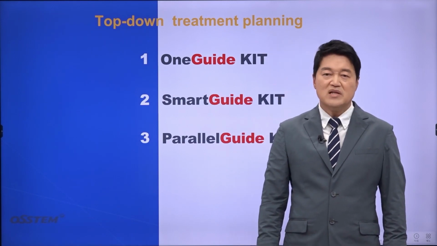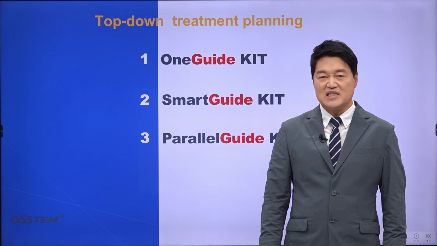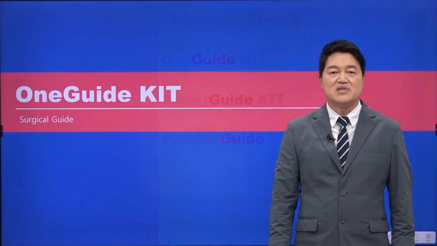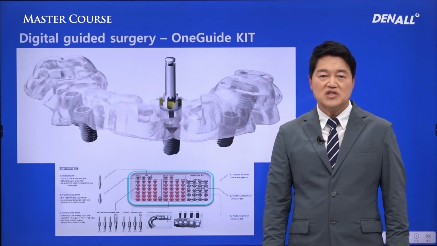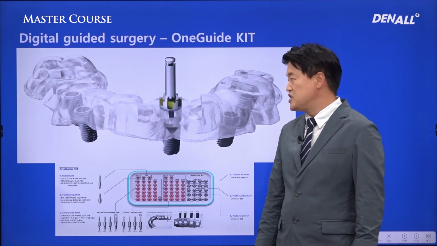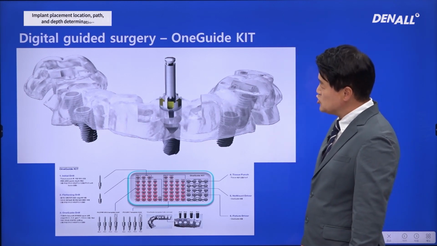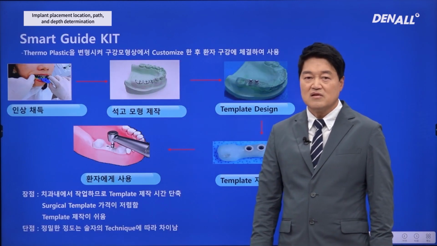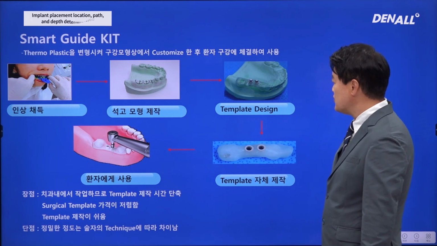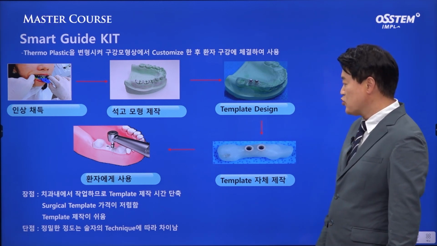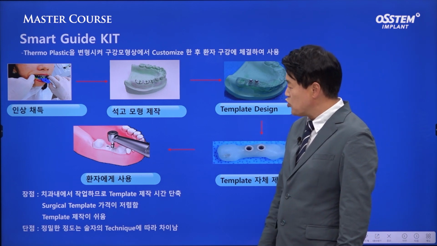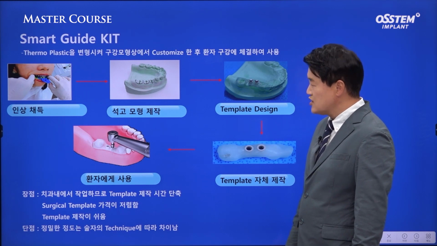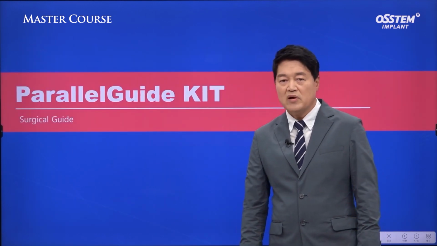Top-down treatment planning can be facilitated by these kits: one guide kit, smart guide kit, and parallel guide kit. One guide kit. It is based on CT to place implants in ideal location and depth. Next, smart guide kit. Impression is taken, and on the gypsum model, a template can be made faster and economically. Ideal implant placement can be facilitated using the kit.